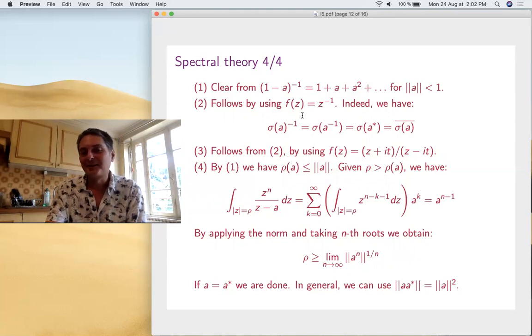Now, the spectrum of unitaries is on the unit circle. Use this thing with rational functions for 1 over z, which is rational. So do this, you see, here in the middle, I use the fact that A is unitary, so A inverse is A star. So finally, the spectrum is lambda such that lambda inverse is lambda bar. So this is the unit circle.